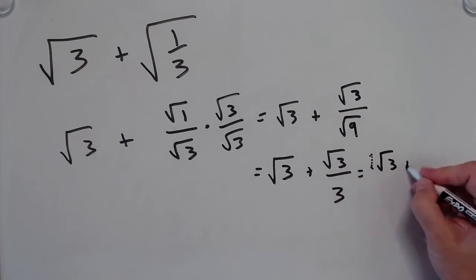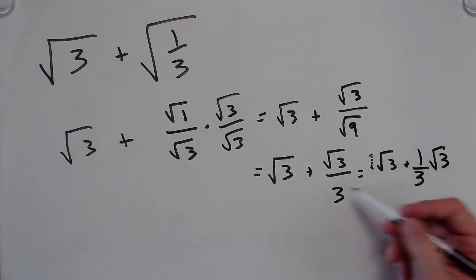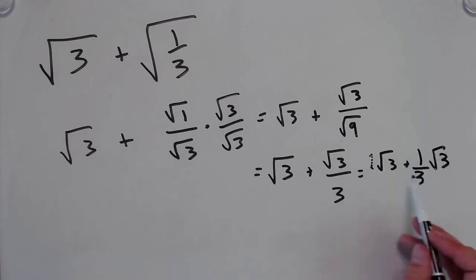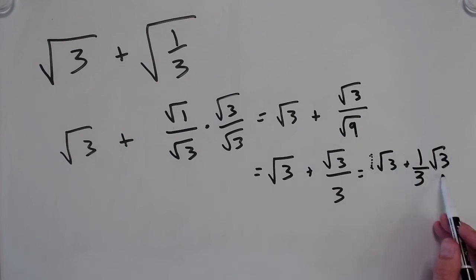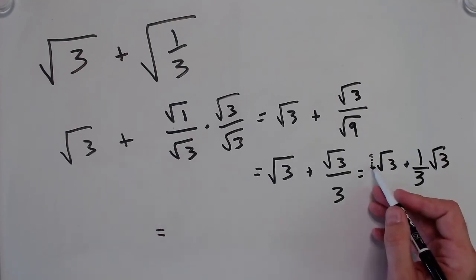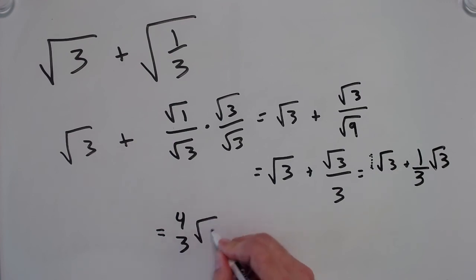And this is really 1/3 root 3, right? Root 3 over 3 is the same as 1/3. So now we have a like term of root 3, 1 plus 1/3. So the best way to write this whole mess, I'll just slide it over here. So 1 is 3 over 3, and this is 1 over 3. So we end up with 4/3 root 3.